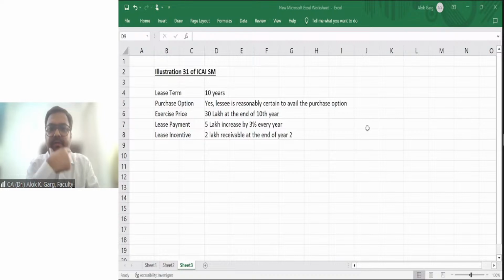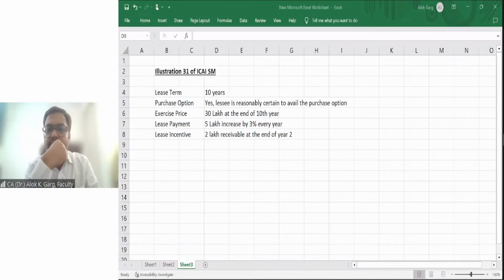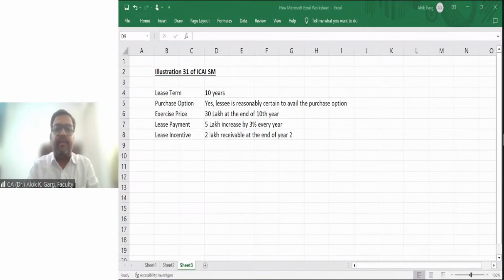Let me read that question. The lease incentive company H will give company EFG is payable at the beginning of year 2. Sorry, it is not at the end, it is at the beginning. 2 lakh receivable at the beginning of year 2. What else is given in the question? The discount rate is given, 9.04%. Right? The discount rate is 9.04%.